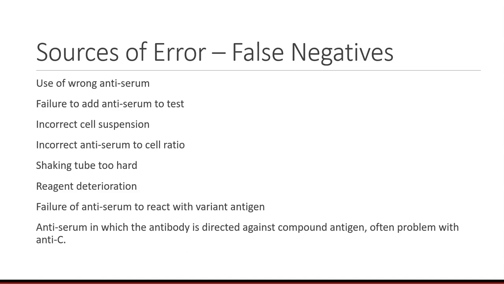Reagent deterioration. This can only be detected by doing daily QC. Failure of an anti-serum to react with a variant antigen. This really is not your fault, but it's something that you just need to be aware of, that when you do additional testing and things don't make sense, then maybe that's what you have. You have some type of variant antigen. Antiserum in which the antibody is directed against a compound antigen. This is often a problem with anti-big C. We were donated a lot of anti-big C because it was contaminated. I'm like, what am I going to do with this? It's not going to act like we need it to act.